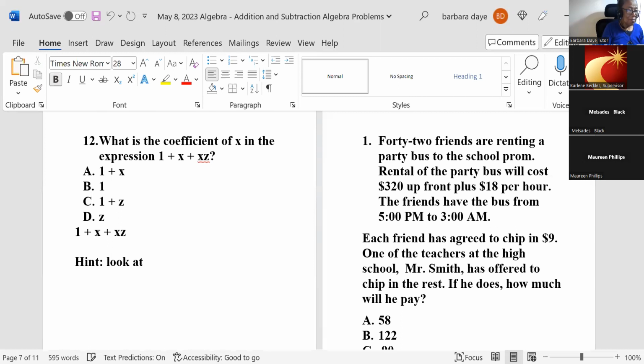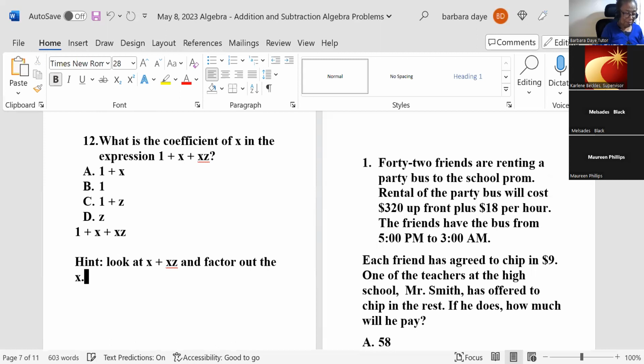A coefficient is a number, right? Yeah. He said, look at the x plus xz. Factor it out. So it will be z then. Factor out the x.